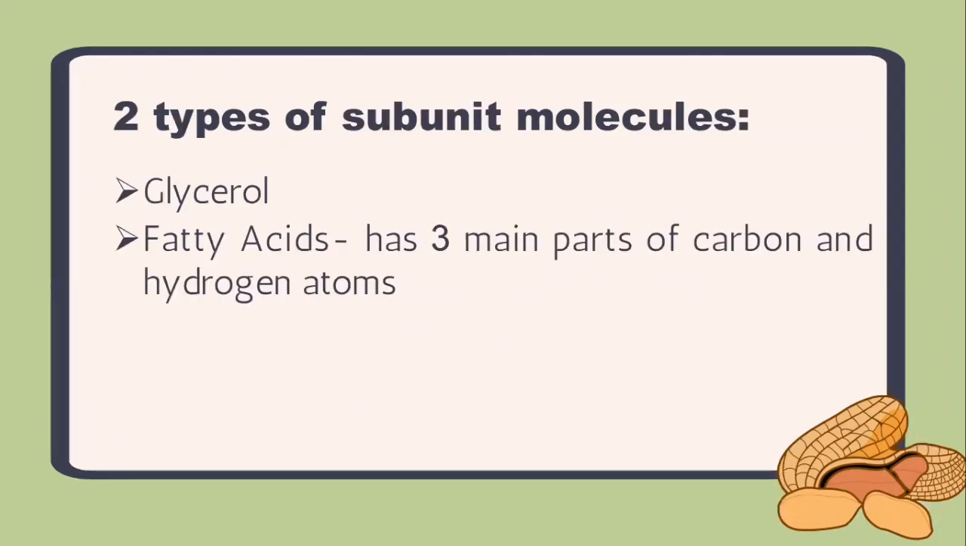So the triglyceride has two types of subunit molecules. These are glycerol, a naturally occurring alcohol also known as the sweet principle of fat because it is sweet tasting, and the fatty acids that have three main parts of carbon and hydrogen atoms, also known as the hydrocarbon chain. So the glycerol and fatty acid need to bond together to form triglyceride in a process called dehydration synthesis. Dehydration synthesis is the combination of two smaller molecules by chemically removing water molecules, since we all know that water and lipids do not mix well together.